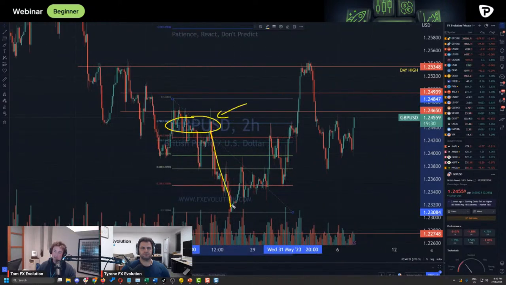I've seen the reaction. I know it's come back to this level. I know it's pin barred. What extra confirmation could we use here? For me anyway, it would be a follow through. So I would like to see a follow through to a new low or actually a pullback to around a 61.8 fib.